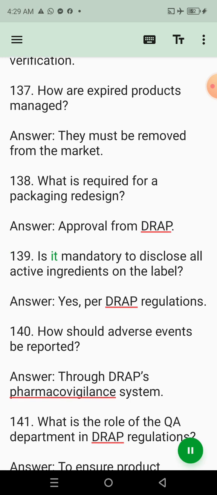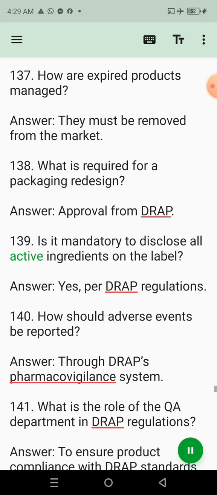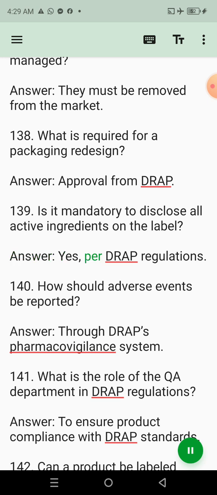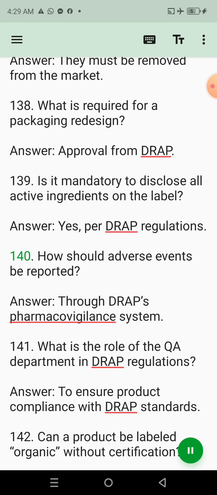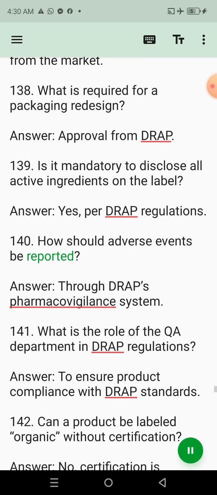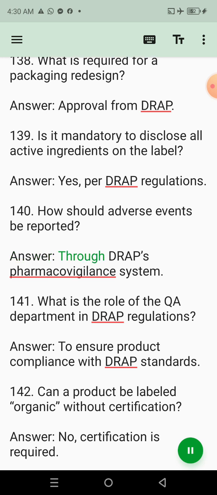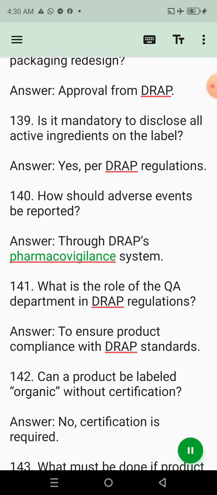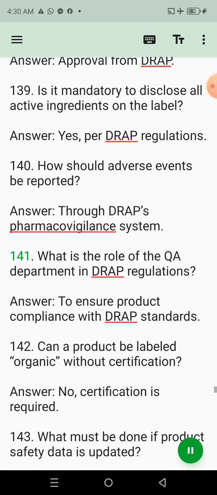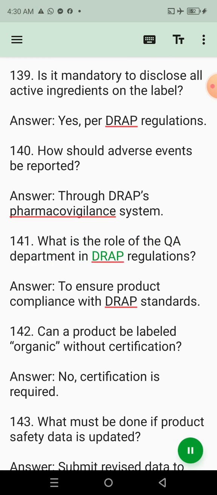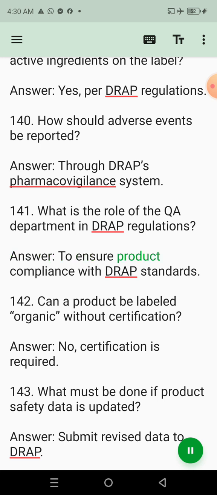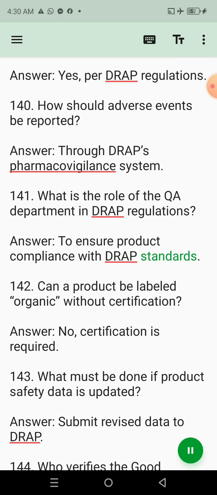139. Is it mandatory to disclose all active ingredients on the label? Answer. Yes, per DRAP regulations. 140. How should adverse events be reported? Answer: through DRAP's pharmacovigilance system. 141. What is the role of the QA department in DRAP regulations? Answer: to ensure product compliance with DRAP standards.